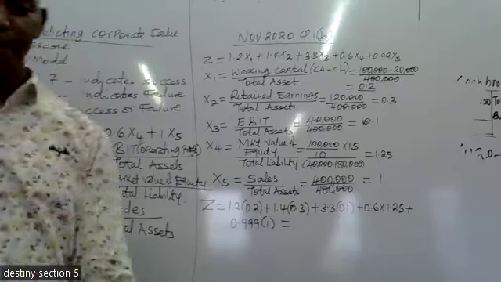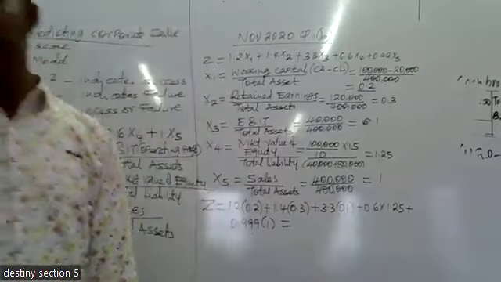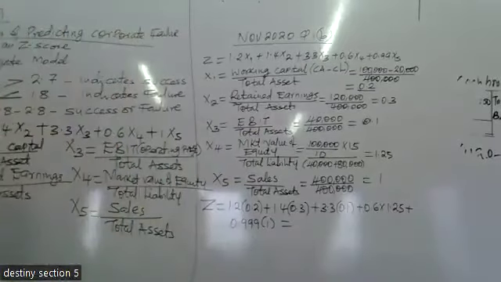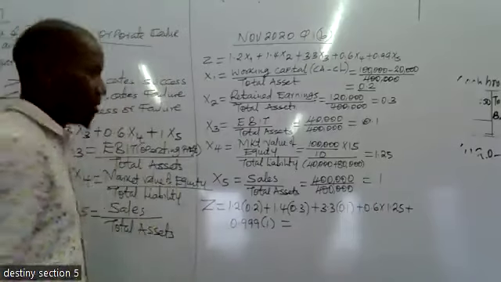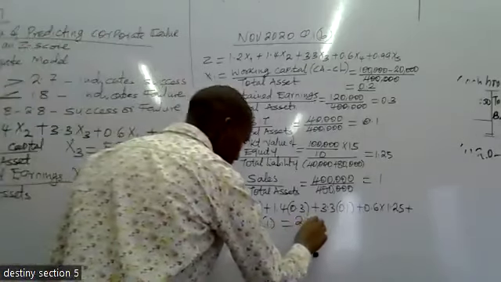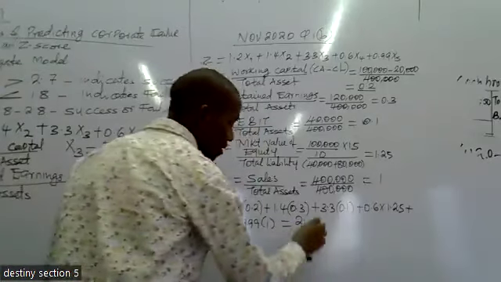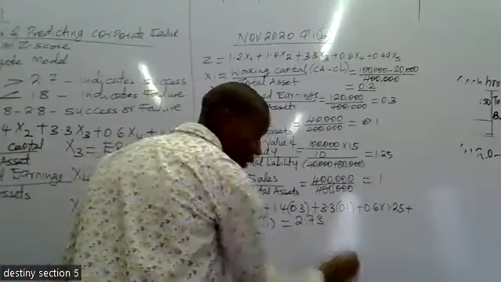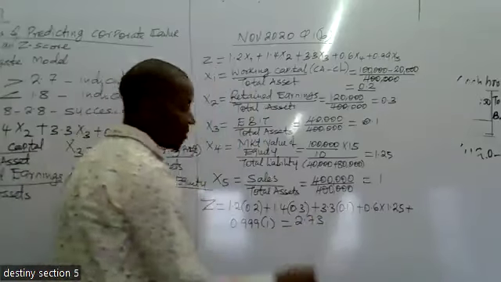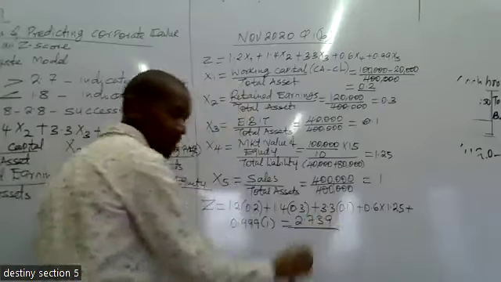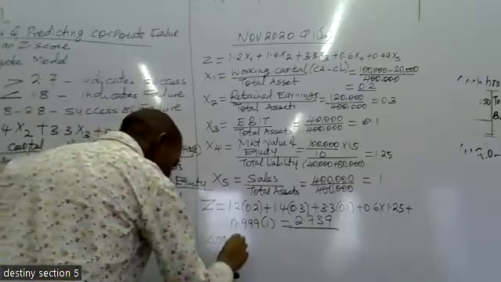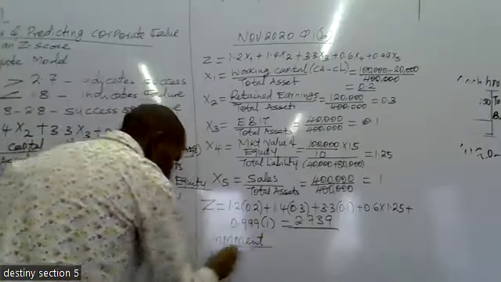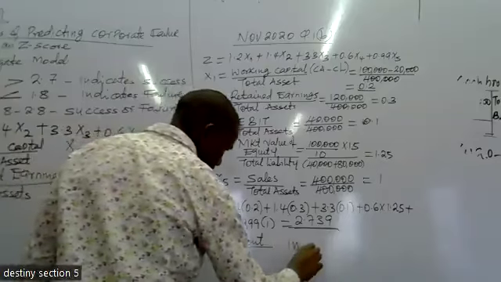What will be our Z? 2.73. So what does that indicate? Success. So from the comment, she indicates success.